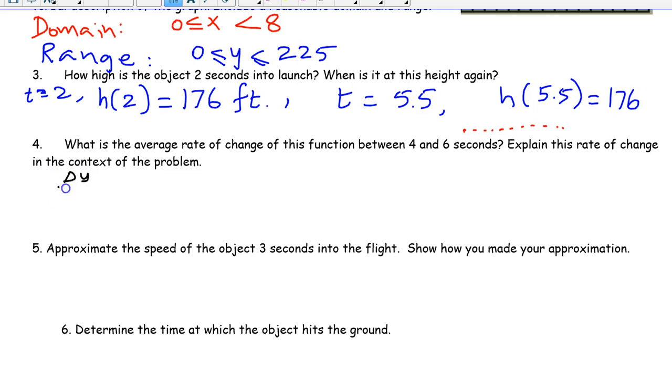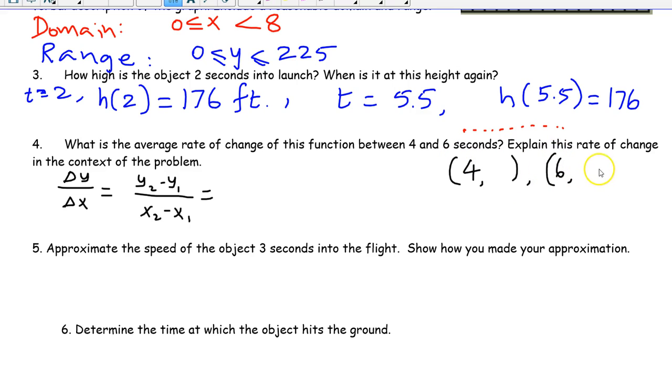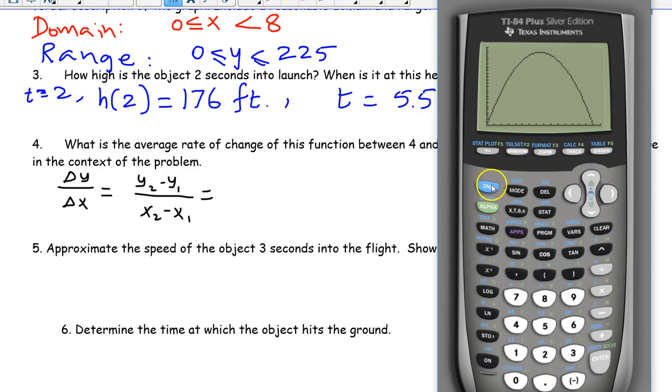It is delta y over delta x, which is equal to y2 minus y1 over x2 minus x1. So at 4 and 6 seconds, we are looking for the values of y for x equal to 4 and x equal to 6. These are the x values. Find the y values from this graph.